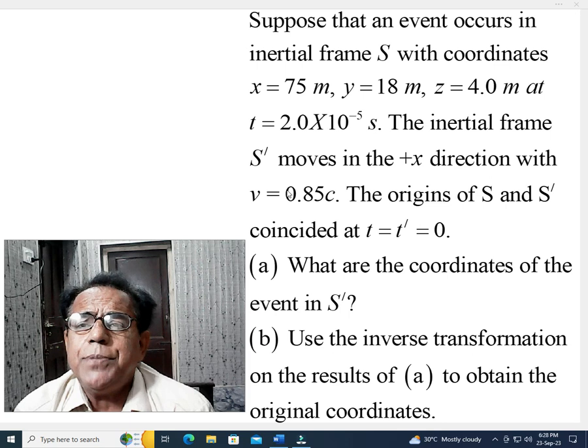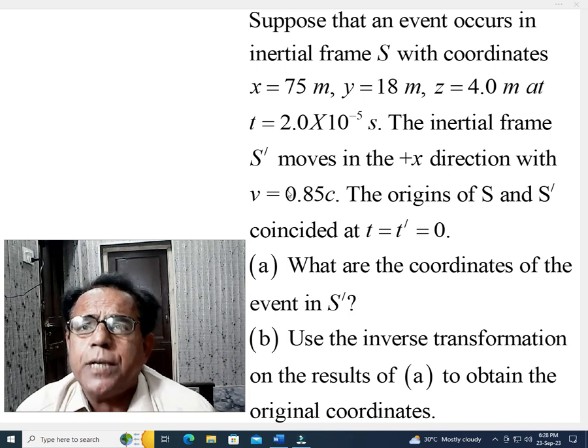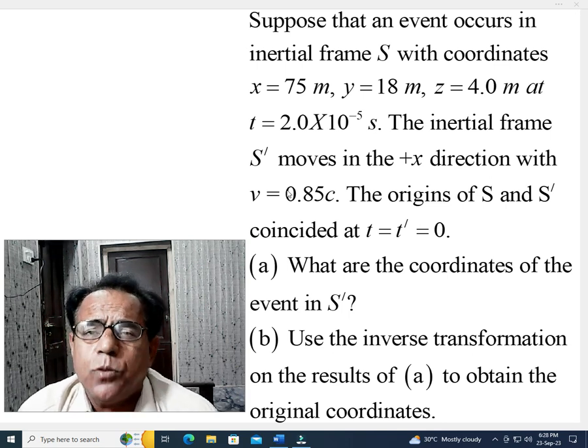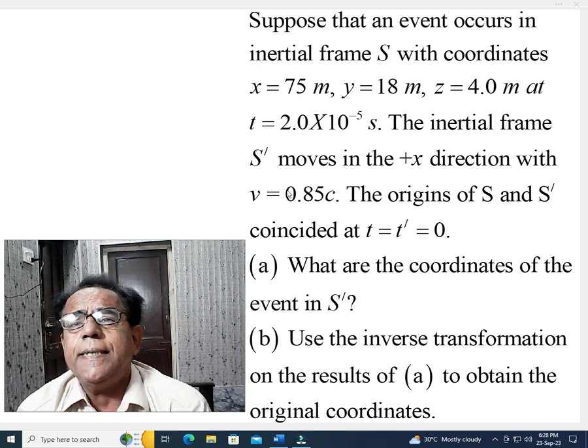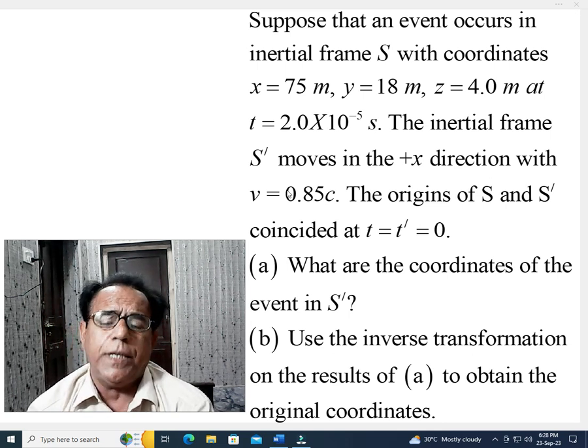Two inertial frames are under consideration, S and S dash. Coordinates in S are given, while we have to determine the corresponding coordinates in S dash.